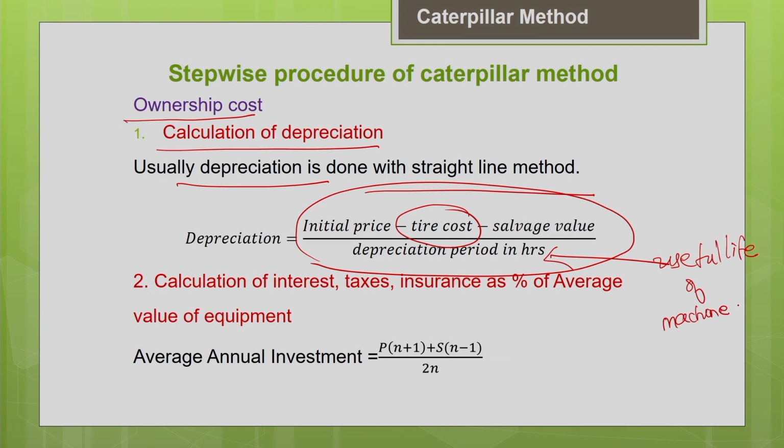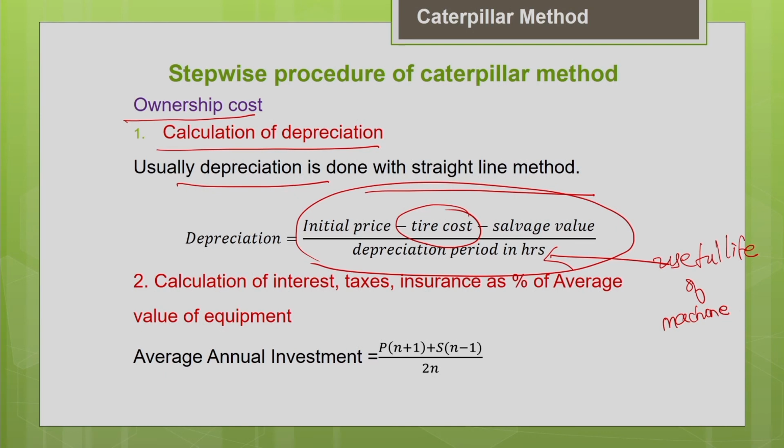We are assuming that your machine is going to depreciate over the useful life. That is why it is written as depreciation period in hours. This is the period we take for the cost accounting purpose. You can call it useful life, service life, recovery period or depreciation period. There are different terminologies to call the service life of the machine. This is how you calculate the depreciation, and you can get the hourly depreciation.